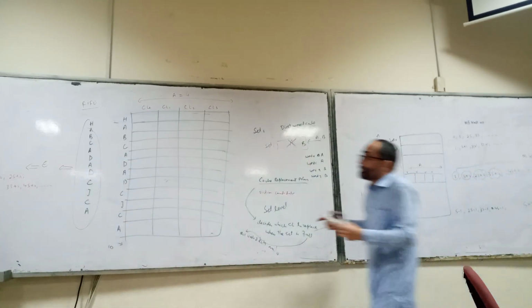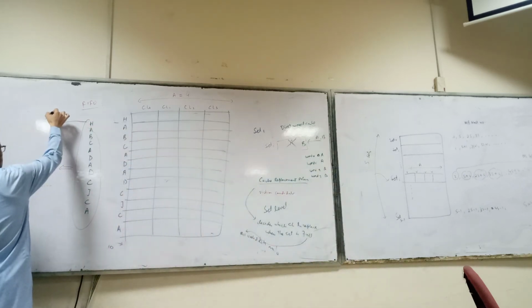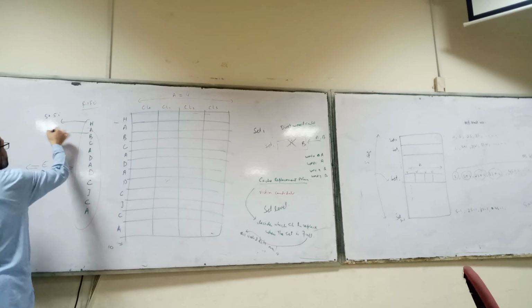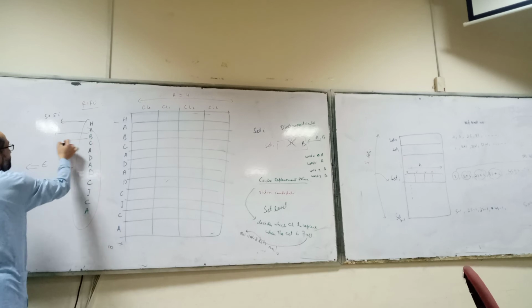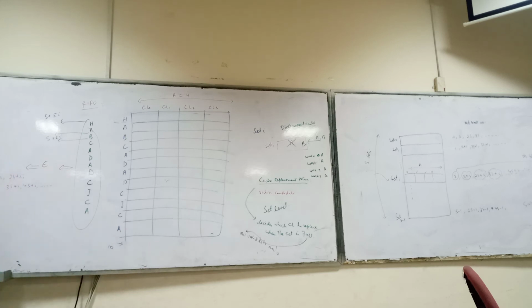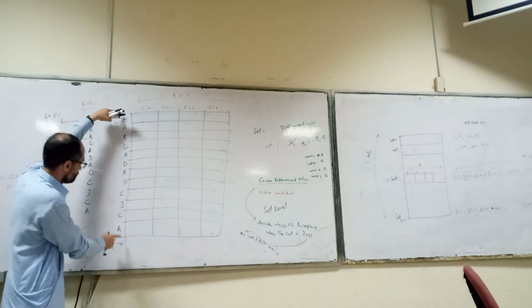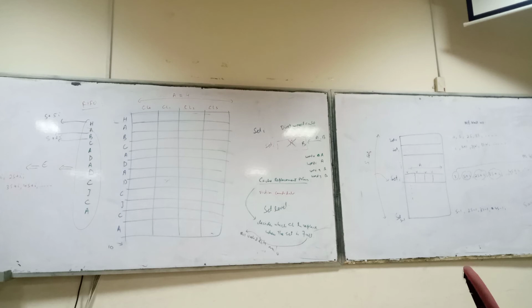Okay, so maybe this block H is S plus 5I, maybe block A is S plus I, maybe block B is S plus 2I, and so forth. Now, it means that all these blocks are mapped where? To the same cache line, the same cache set. All blocks are mapped to the same cache set.